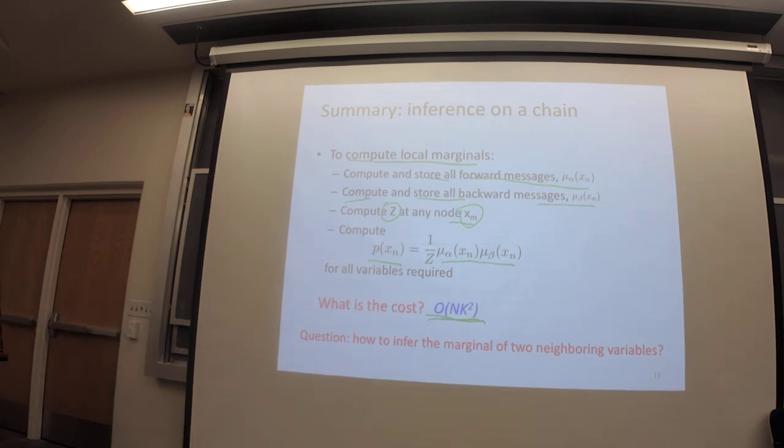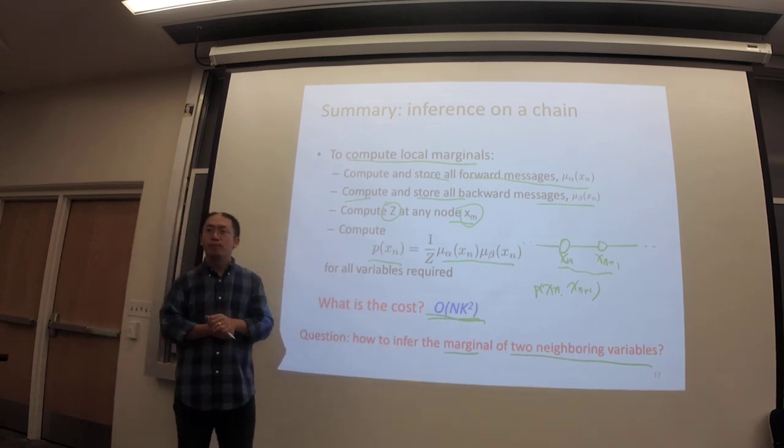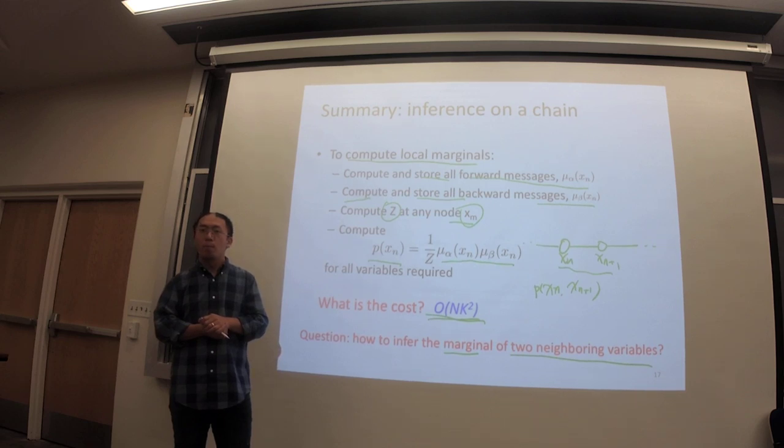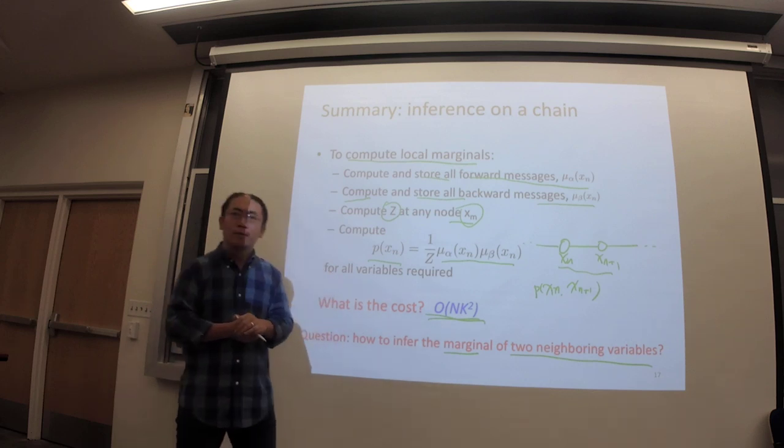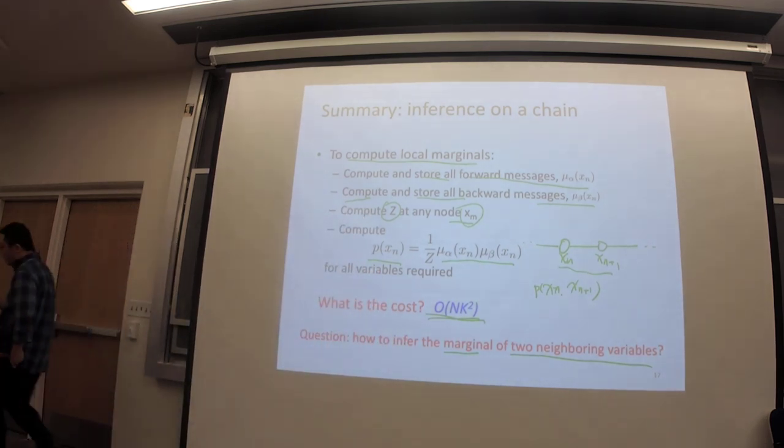So now I want to ask, if I want to extend my task to calculate the marginal of two neighboring variables, xn and x n plus 1, right? How do I compute the marginal distribution of xn and x n plus 1 after we do the backward and forward message passing? Any idea? Give me a guess. So the forward message for xn and the backward message for x n plus 1? Yes, exactly. Right?